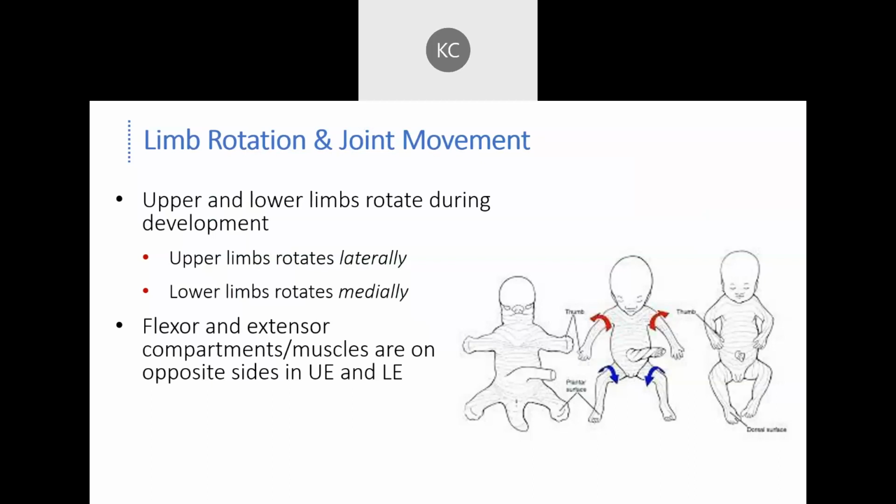The reason these same movements occur in different directions is this idea of limb rotation during development. Because of the limb rotation, we get differences in the direction of joint movements, and you also get differences in the positioning of muscles. So whenever we talk about muscles later on, we'll see that the flexor muscles for the upper limb are on a different part of the body than the flexor muscles for the lower limb, okay?